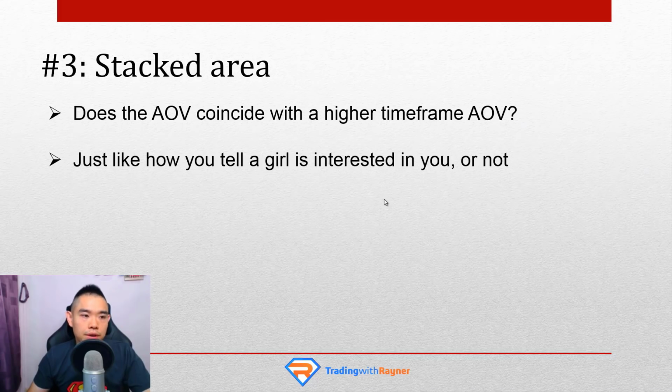Moving on, the third thing. You want to look for stack area. So what do I mean by this? All right, so we are now applying a concept on top of another concept. So earlier we discussed area of value, finding out where my potential buying pressure might step in. So we also want to find out whether that area of value coincides with a higher time frame area of value. Why is that? Because that increases the probability of your trading success.